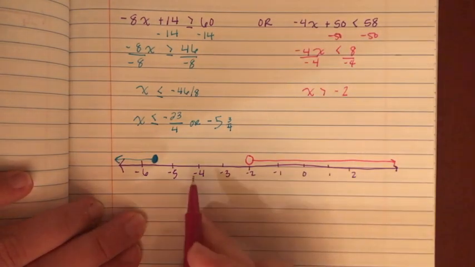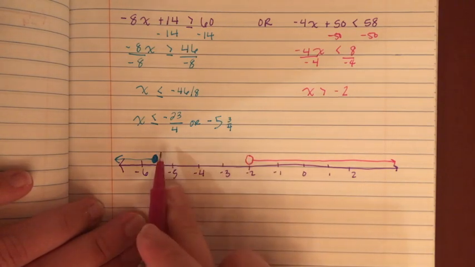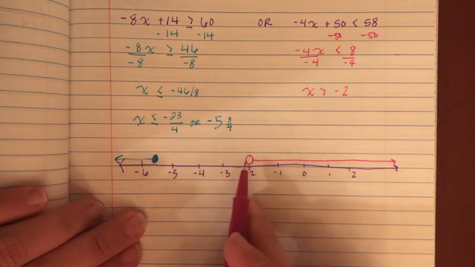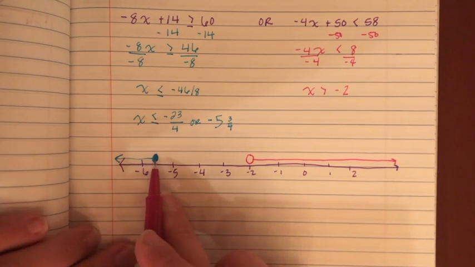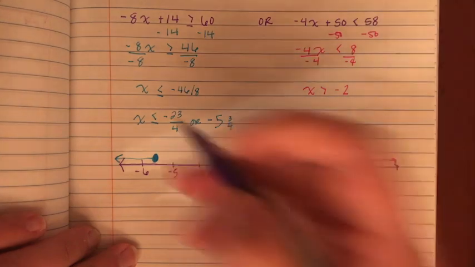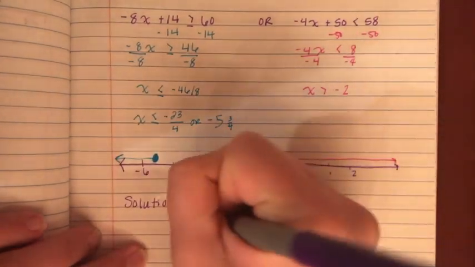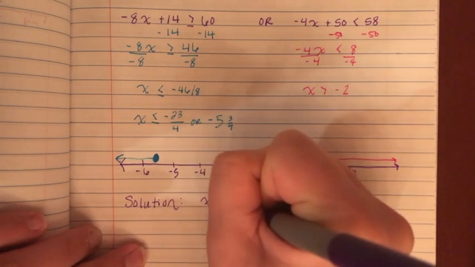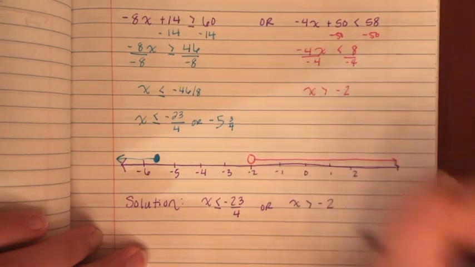So when I graph, what I'm looking for are there any places that neither inequality interacts with, which is right here. So x cannot be anything between these numbers, but it can be anything above negative 2 or anything less than or equal to negative 23 over 4. So my solution would be x is less than or equal to negative 23/4, or x is greater than negative 2.